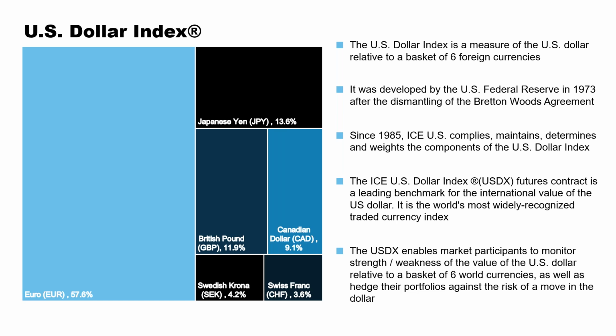The US dollar index was actually created in 1973 by the US Federal Reserve. ICE US compiles and maintains and determines the weights of the components of the US dollar index since 1985. The US dollar index futures contract is a benchmark for the international value of the US dollar. So it's a highly recognized traded currency index. The US dollar index enables market participants to monitor the strength and the weaknesses of the value of the US dollar relative to a basket of these 6 world currencies. It's also a good index to hedge your portfolio against the risk of a move in the US dollar.